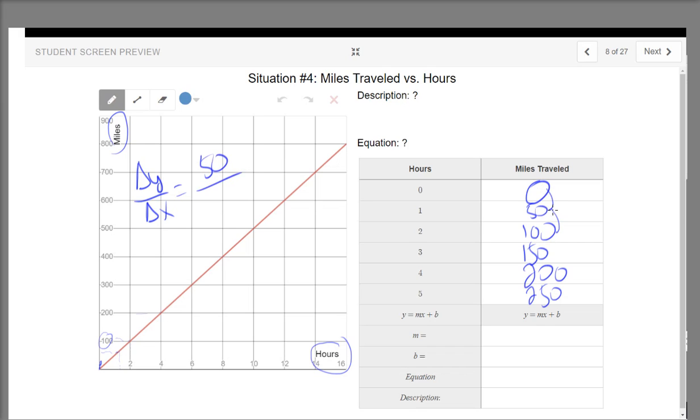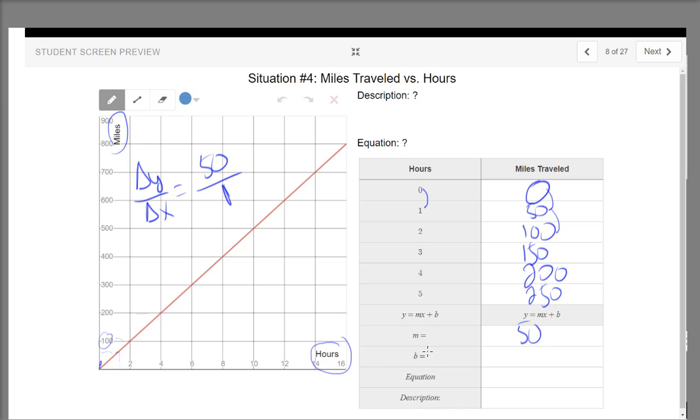From 0 to 50 is 50, and from 0 hours to 1, it changed by 1. So the slope is 50. It's a number. It's not 50x, just 50. So it's changing 50 miles per hour.